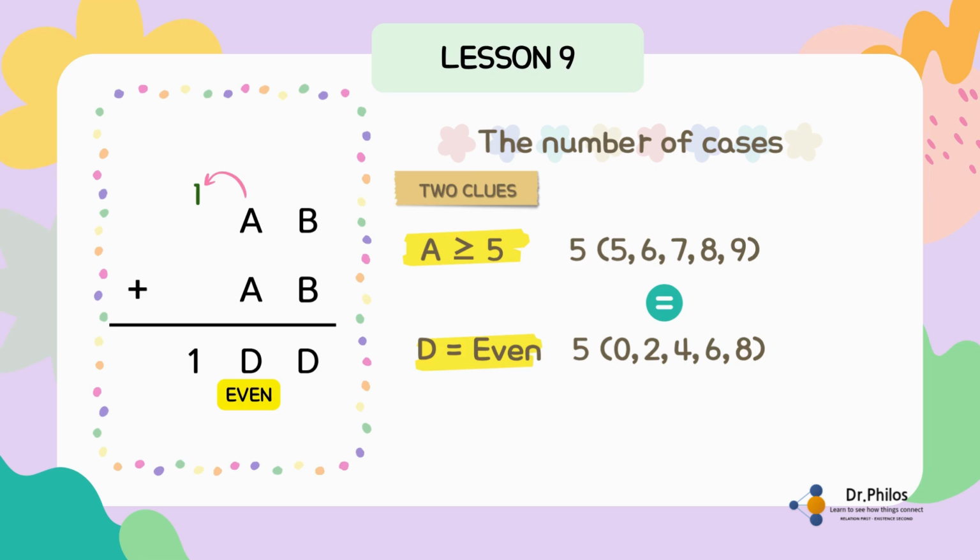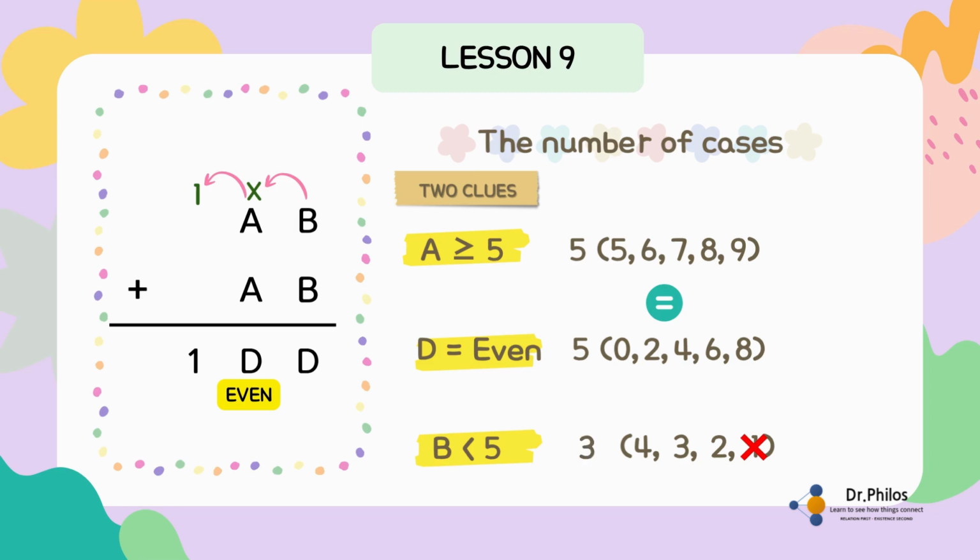Yes. B must be less than 5. If B is 5 or more, there is a carryover to the tens place, which makes the tens place D an odd number. So, B can only be 4, 3, 2, or 1. But since C is 1, B can only be 4, 3, or 2. I see, so the number of cases for B is just 3.